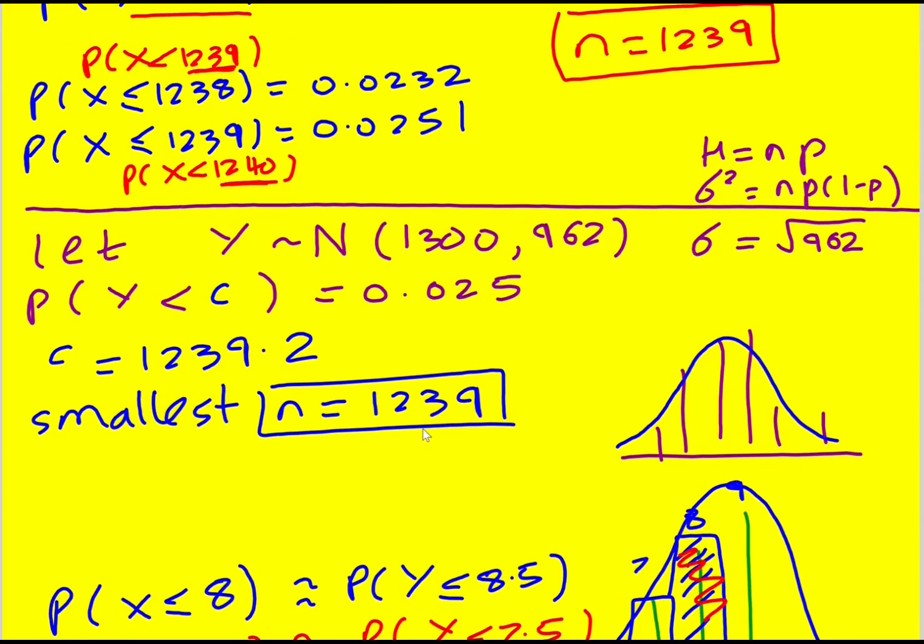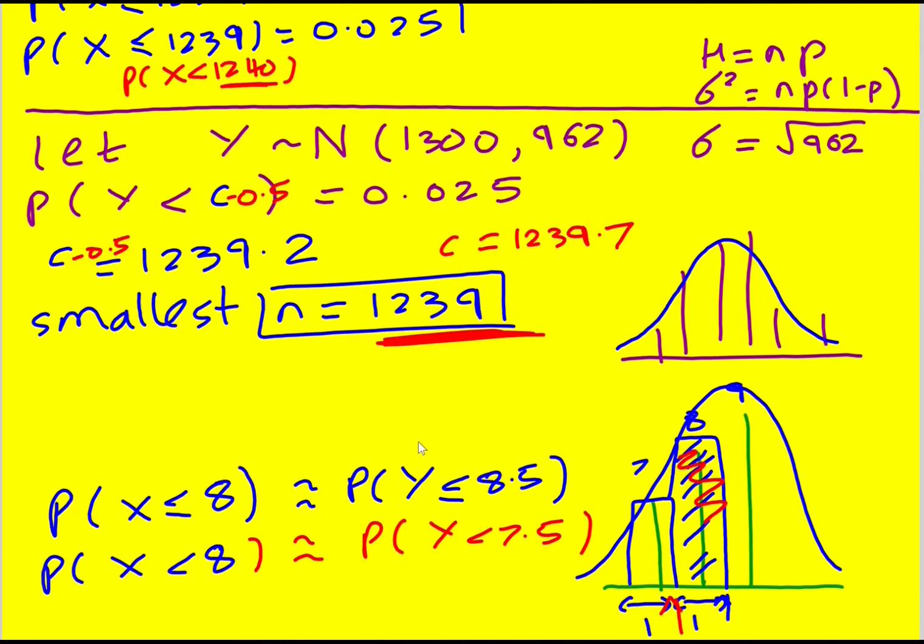So although not needed, not on the specification, technically in this question, we should apply a continuity correction and it should be C minus 0.5 because I actually don't want to include the value C itself. So I'd get C minus 0.5 is 1239.2 and C would equal 1239.7. Our smallest value of n would still be 1239, so it doesn't affect it in this scenario. It could in another, actually. I mean, I think they selected the question so that it doesn't, personally. But yeah, I just want to make you aware of it.